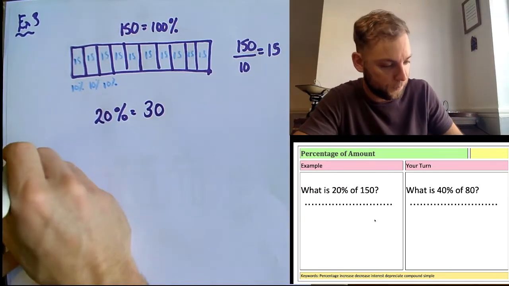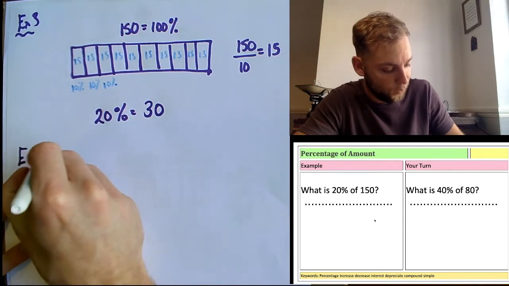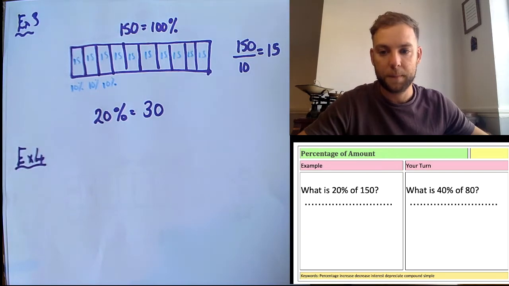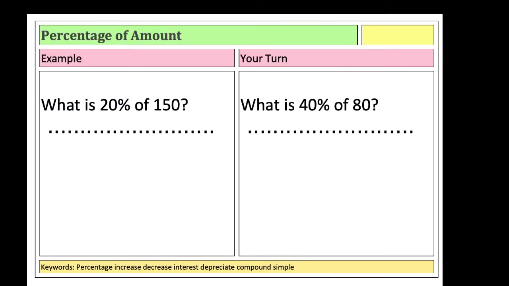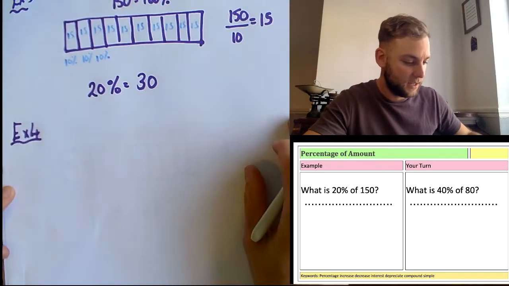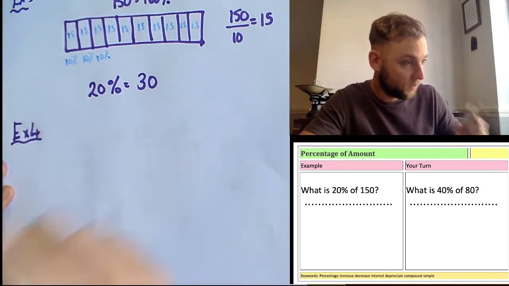So this here is example 4. Pause now, have a go at that yourself, see if you can do it. See if you can do it using the bar method. Okay, let's have a go at this together then. So example 4, what is 40% of 80?